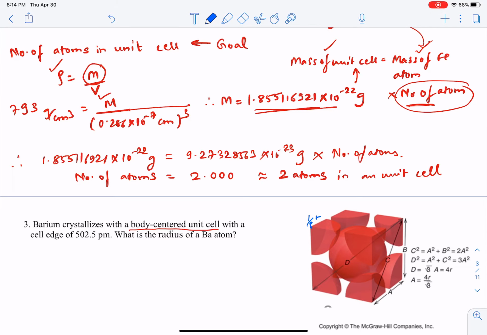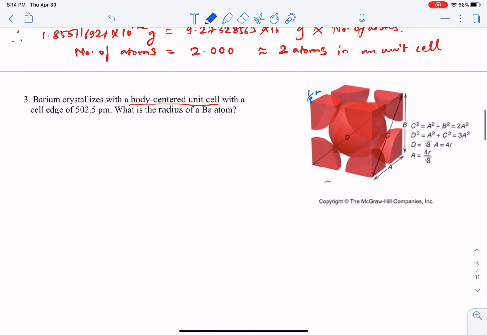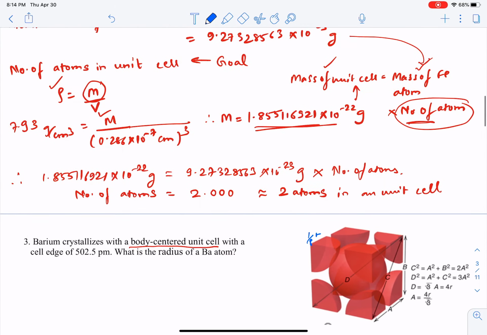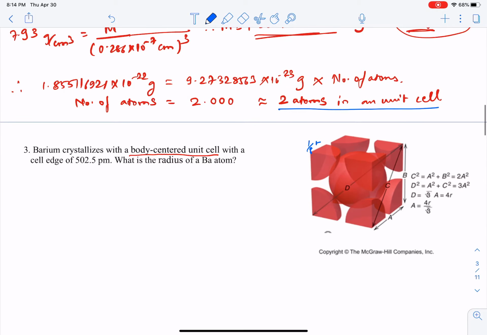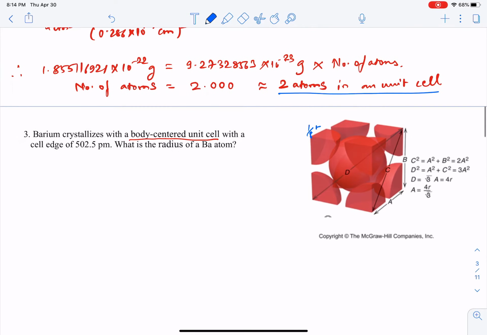Now I'm directly moving to the third question, but I'm just trying to show that if there are 2 atoms in a unit cell, that means it's a BCC structure, that is body center cubic lattice, that is body center unit cell. How? 1/8 on each side, so 1/8 into 8, and 1 in the center. You can see this one, the big one, center. So plus 1 in the center, you get 2. So that is for BCC.